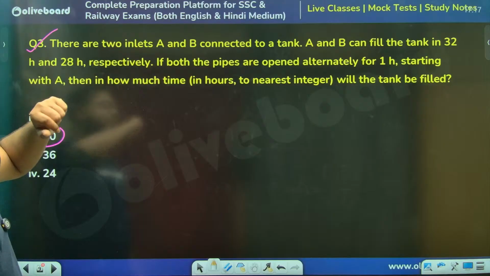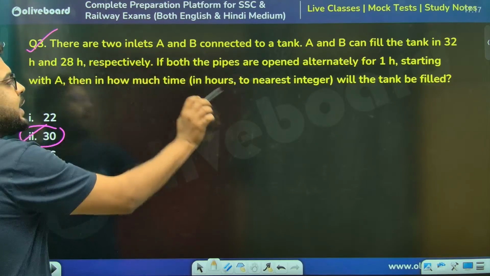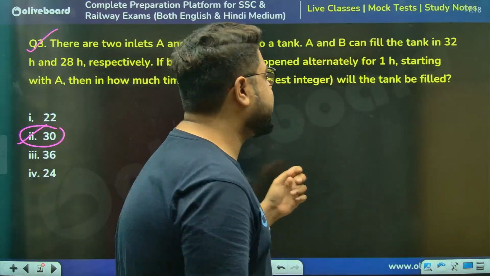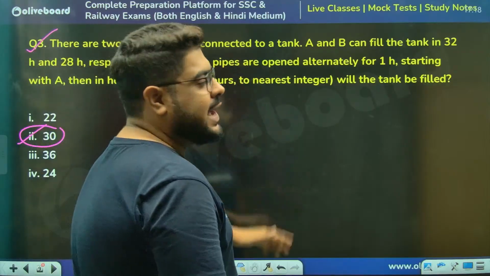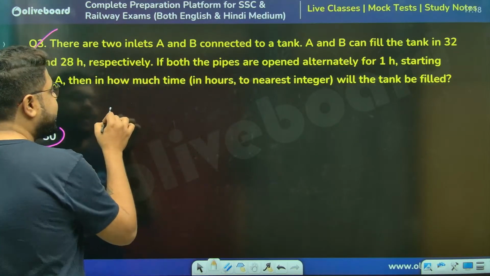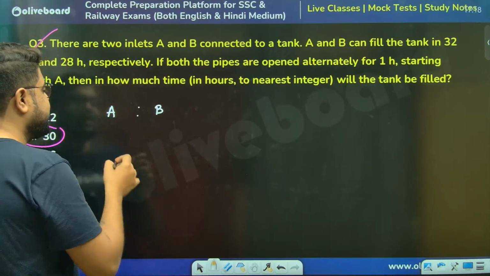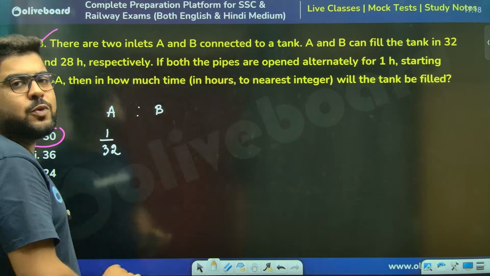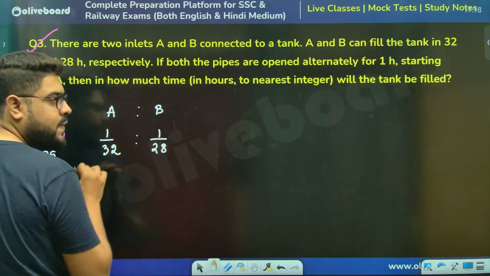Two inlets A and B can fill the tank in 32 hours and 28 hours respectively. Alternately, 1 hour each, they have been opened, starting with A. Then how much time will the tank take to fill? Let's figure out the efficiency ratio of A to B. It is 1 by time ratio: 1 by 32, since A takes 32 hours, and 1 by 28.